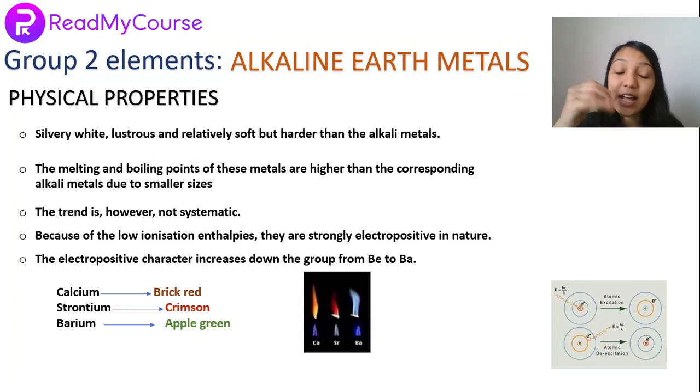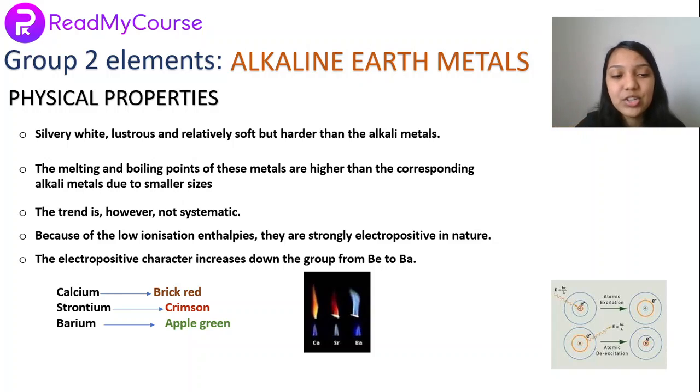And even alkaline earth metals undergo the flame test. They impart color to the flame when they are introduced to it. Calcium imparts a brick red color, strontium imparts a crimson color, and barium imparts an apple green color to the flame, and the images are shown here. And again, it's the same mechanism. The flame gives enough heat for the electrons in the outermost orbit to get excited, and then these electrons come back to the normal position.